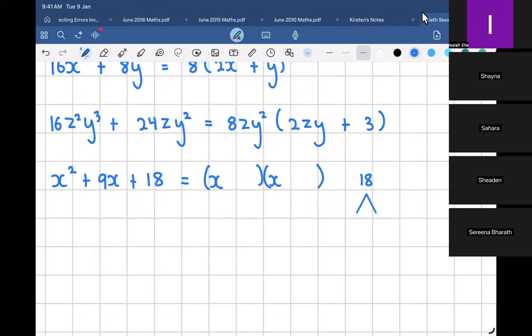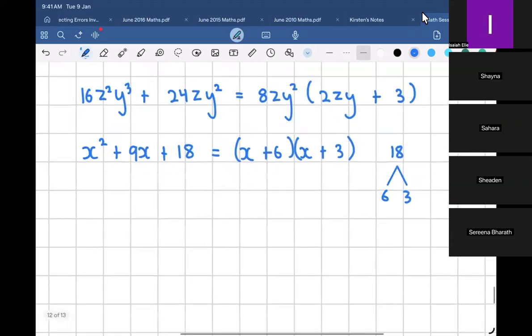What are two numbers that can multiply to give 18 and add to give 9? Isaiah: 6 and 3. All right, so I'm going to put plus 6 over here, and I'm going to put plus 3. Shay, does it matter where I put the plus 6 and the plus 3? No, it doesn't matter, right?